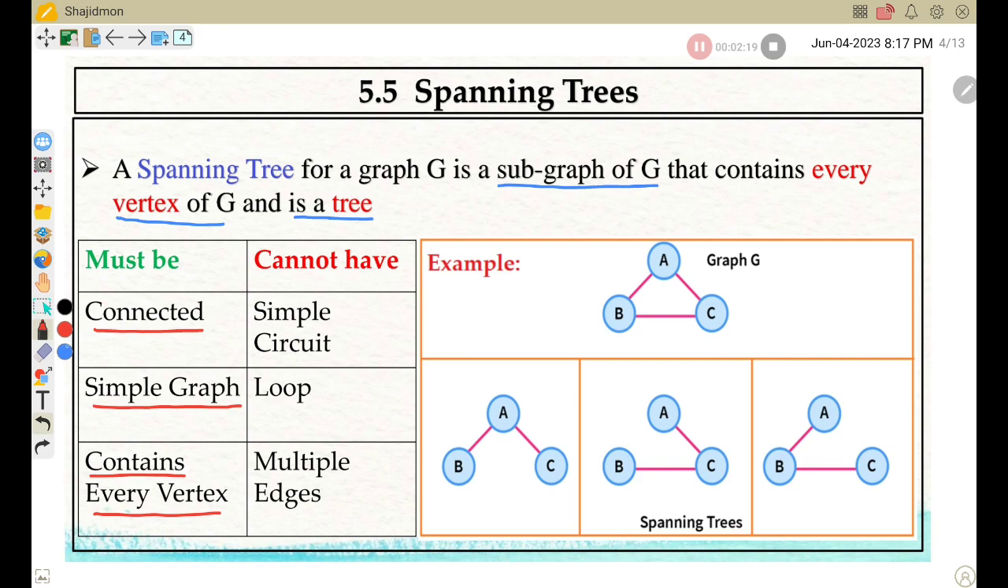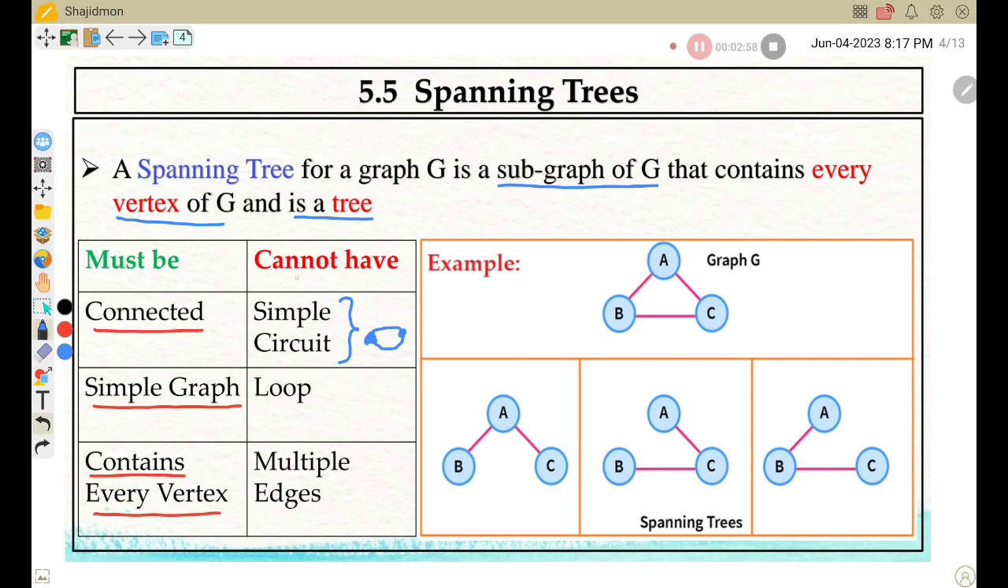Now, what it cannot have: it should not have a simple circuit. This is the important point here. What is the meaning of simple circuit? We studied it in earlier sections. A simple circuit is a closed walk. It does not contain any repeated edge or repeated vertex, and the first and last vertex should be the same. Circuit means the starting point and ending point should be the same, with no repeated edges or repeated vertices. That is the meaning of simple circuit.